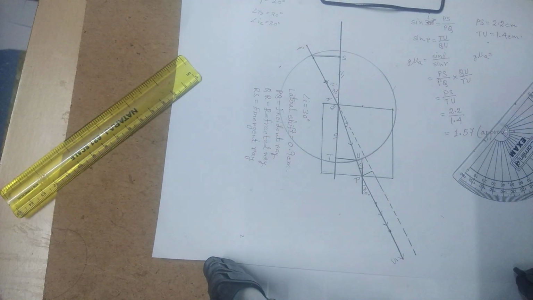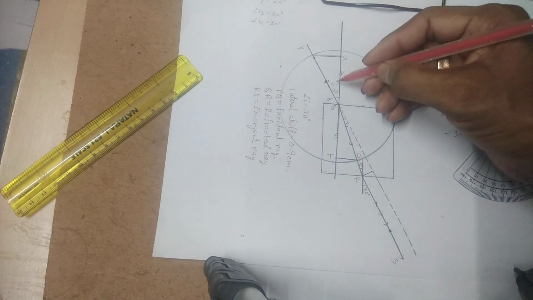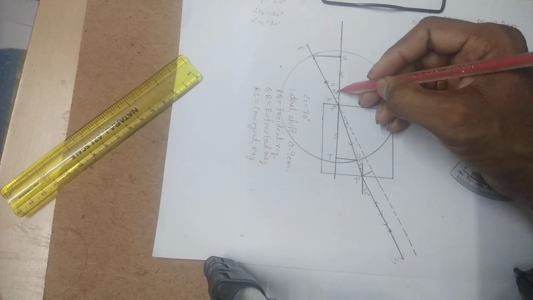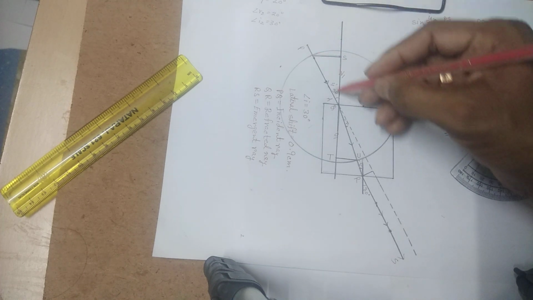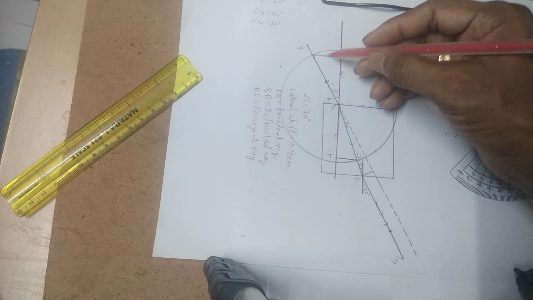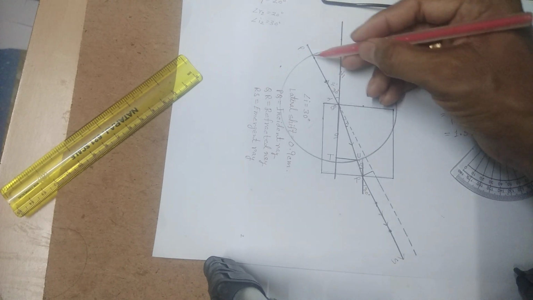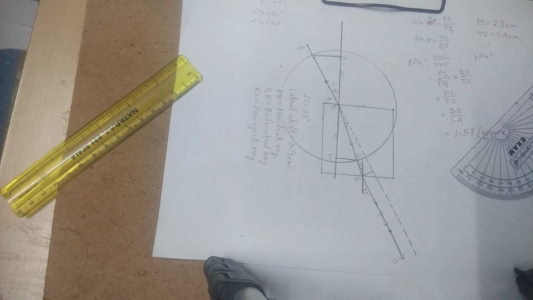Now what have we to do? First of all, find sin I. You see, this is angle I1, that is sin I1. Sin means perpendicular by hypotenuse. PS is the perpendicular, so this is theta. PS is perpendicular and hypotenuse is PQ. Therefore, we have written PS by PQ, right?